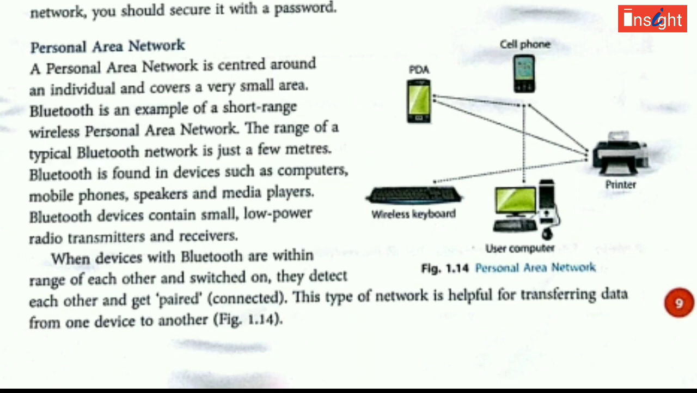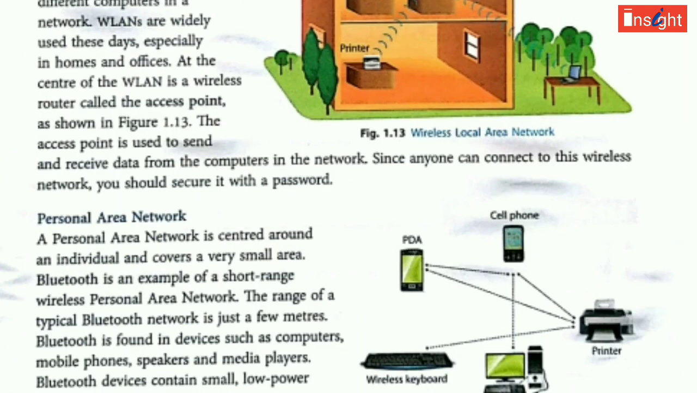Bluetooth is found in devices such as computers, mobile phones, speakers and media players. This device contains small low power radio transmitters and receivers. When devices with Bluetooth are within range of each other and switched on, they detect each other and get paired. Paired means connected. This type of network is helpful for transferring data from one device to another. This is all about the first chapter, computer network.